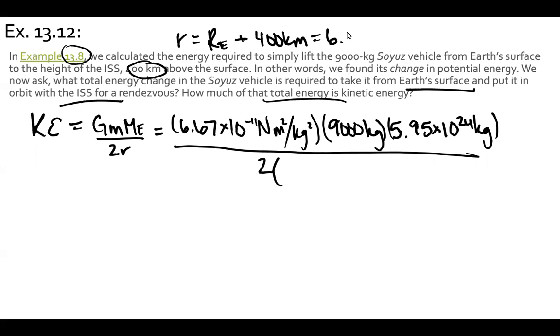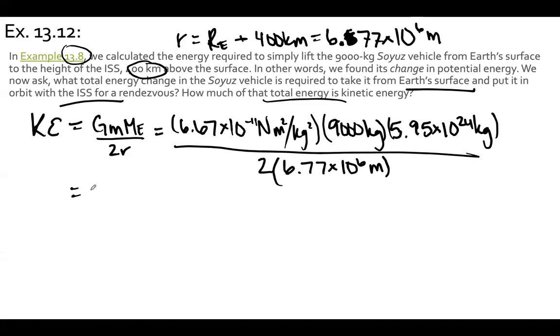And so we get that it's 6.77 times 10 to the 6 meters. Okay, we've done this multiple times. If you don't remember, just backtrack in the notes. So, this is going to be 6.77 times 10 to the 6 meters.